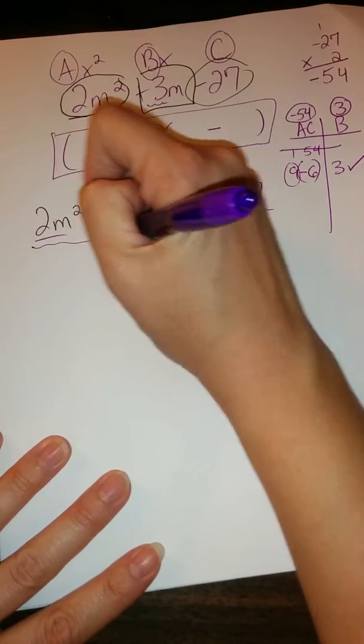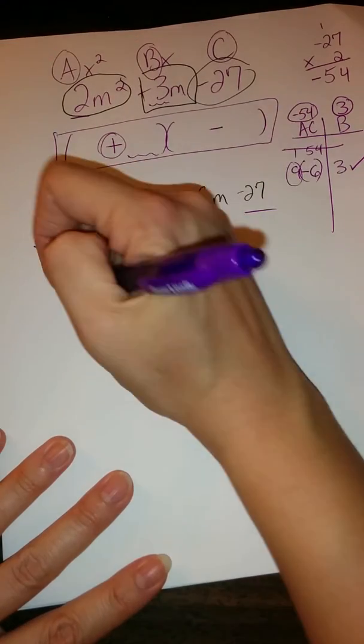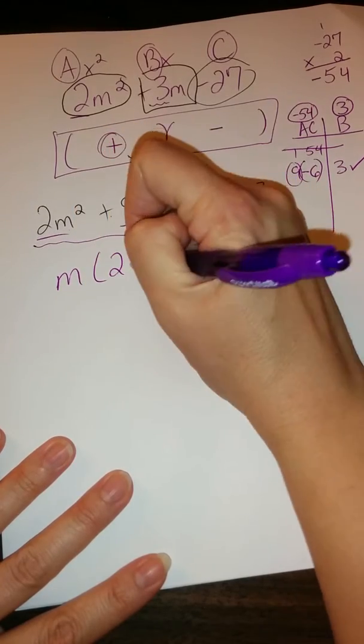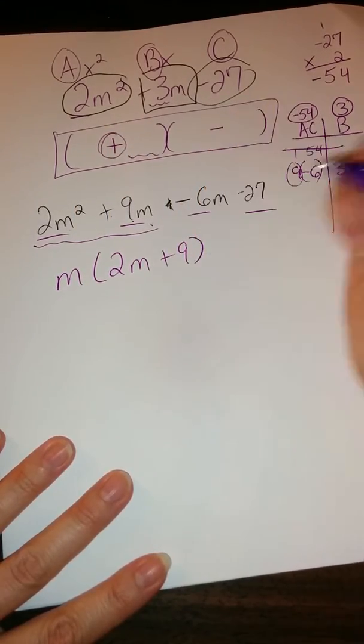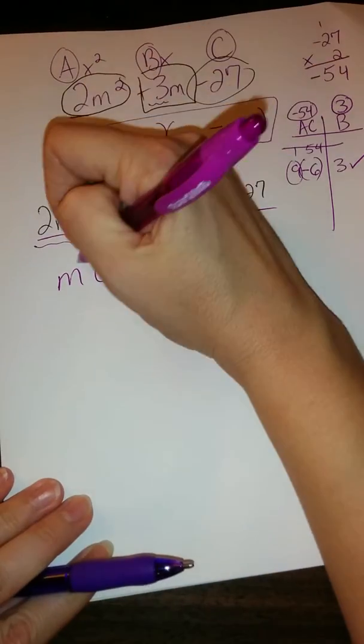So as I look at these first two terms, I see a 2m squared and a plus 9m. Well, all that has in common is an m. When I factor an m out, that gives me m times 2m plus 9. Remember, you don't have to get any of these wrong. You can always go back and check.